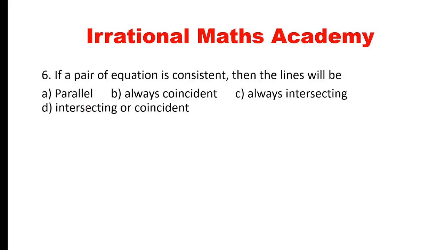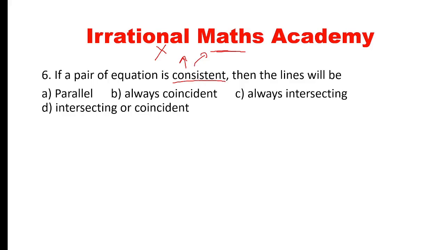If the pair of equations is consistent, then the lines will be. See, whenever you hear the word consistent, that means which has solutions. So in our case, there are two possibilities. Whenever you hear the word consistent, either it could be intersecting lines where you'll have unique solution, or it could be coincident lines which has infinite or many solutions. If it is inconsistent, there is only one case, that is parallel, where you don't have any solutions.